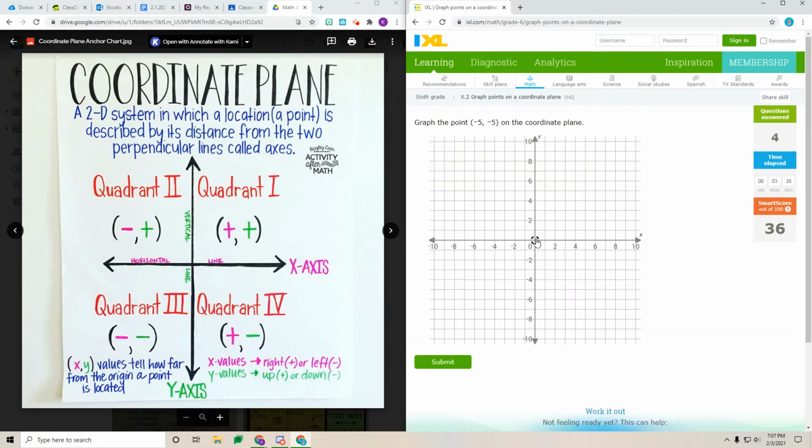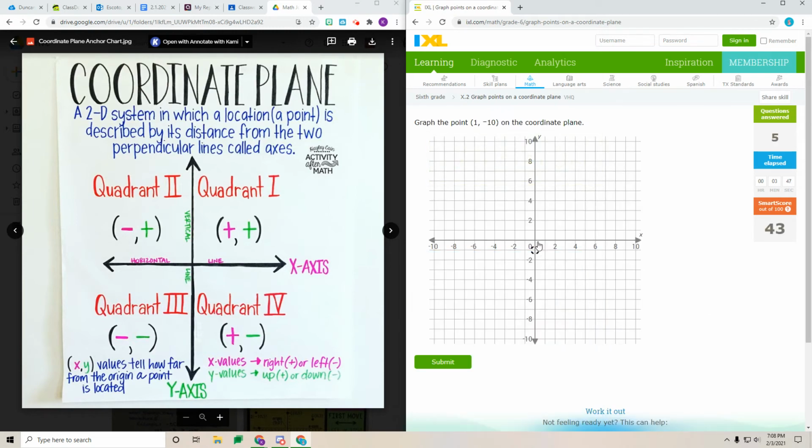Okay. This one, negative 5 comma negative 5. Tell me, which direction should I go? So I'm going to start at 0. I'm going to go negative 5, so to the left 5. And then I'm going to go negative 5 some more, so down 5. And there I go. That's negative 5 comma negative 5.